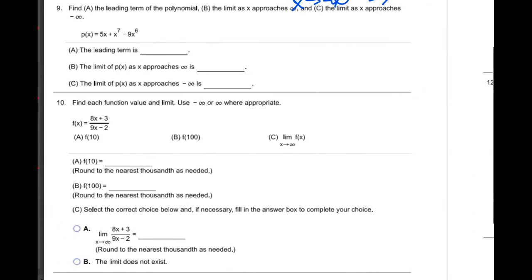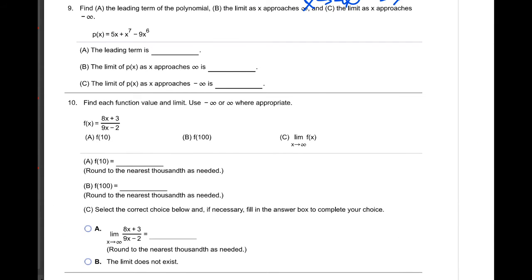All right. Let me blow this up a little bit. So let's do another one. This one is going to have x to the 7 as your leading term. They're being a little tricky there.